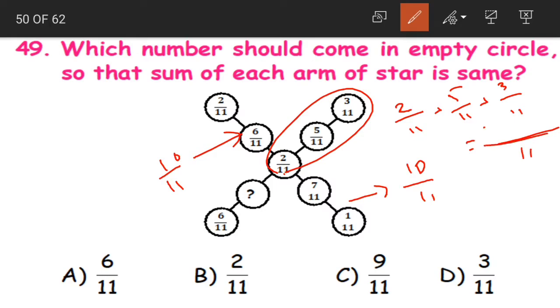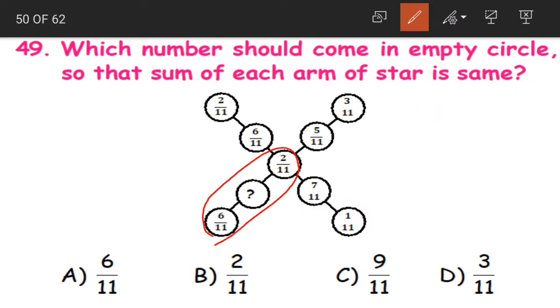Yes, again as these are like fractions, we are keeping the common denominator. For the numerator, we have 2 plus 5 plus 3, that is equal to 10 divided by 11. So for each arm here, the sum is 10 by 11. Now when it comes to this arm, here we are having only 2 fractions. The third fraction is missing.